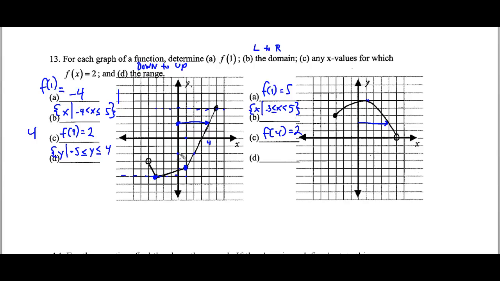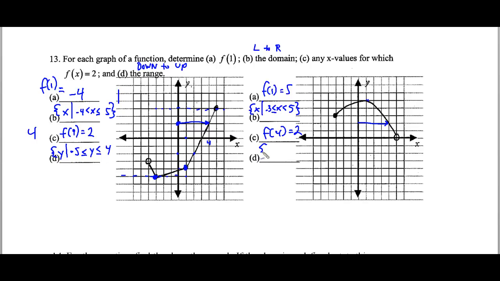Wait, did I miscount? 1, 2, 3, 4, 5. Oh, hey, let's see here. 1, 2, 3, 4, 5. Yeah, it looks like I miscounted on the answer key. So it should be negative 1, 2, 3, 4, 5, not negative 6. So apologize there. You're going to want to make a note on the answer key that it says negative 6, but it should be negative 5.